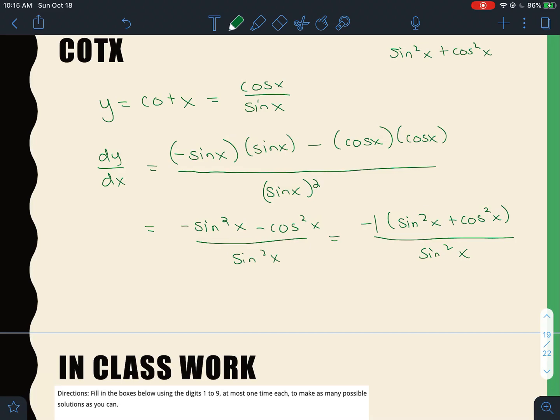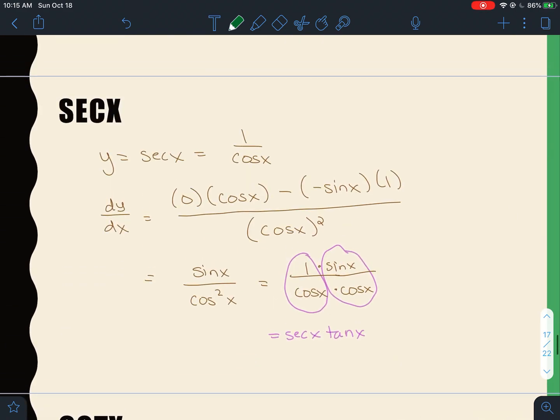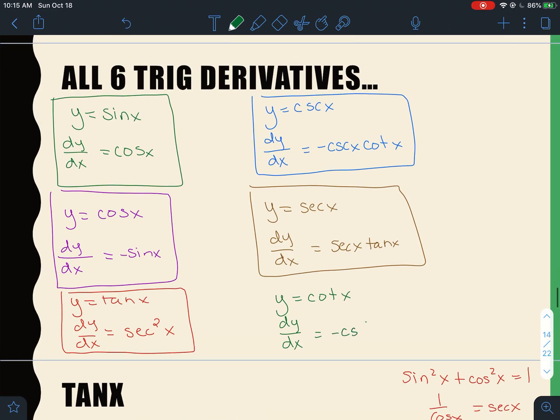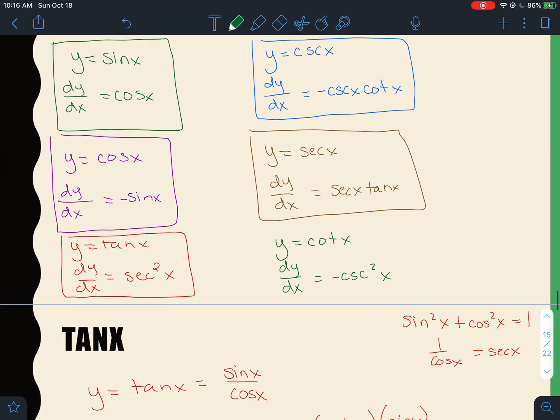And remember from before, the Pythagorean identity, sine squared plus cosine squared is equal to 1. So that entire numerator piece is going to change into 1. I'm going to be left with negative 1 over sine squared x. But remember, 1 over sine is the same thing as cosecant. So this is going to be negative cosecant squared x. So the derivative of cotangent x is negative cosecant squared x. So if we go back up, the derivative of cotangent x is going to be negative cosecant squared x.